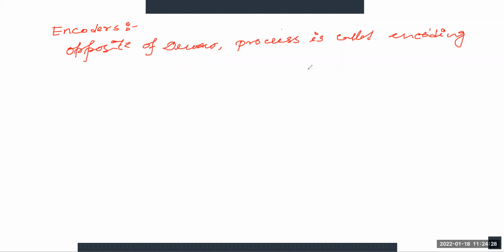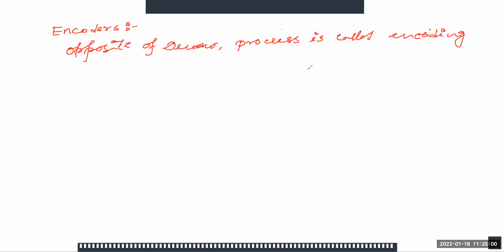So here in encoder, this is a combinational logic circuit, and it converts the active input signal into the coded output signal. Suppose it may have n input lines, and only one of which is active at any time, and m output lines. So in encoder, the number of outputs is less than the number of inputs.